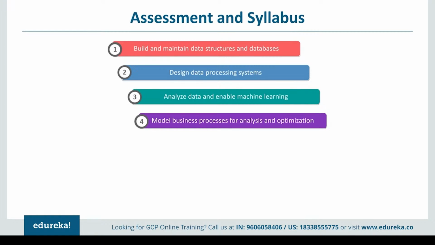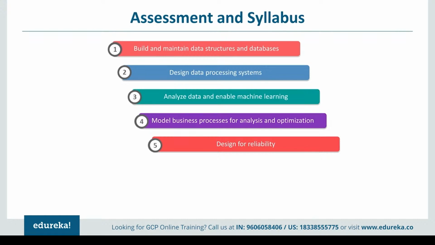Now, the fourth section is modeling business processes for analysis and optimization. The responsibilities include mapping business requirements to data representation, optimizing data representation, data infrastructure, and performance and cost, resizing and rescaling resources, data cleansing, distributed systems, high-performance algorithms, and common sources of errors.